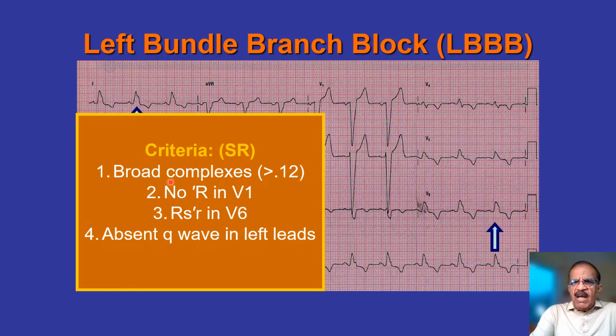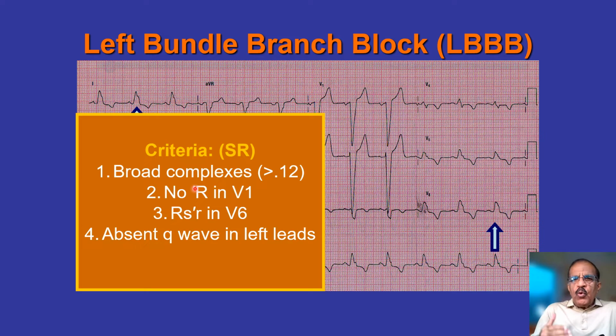So the criteria are, number one, sinus rhythm. We demonstrated in this case there was sinus rhythm. Number two, broad complexes, more than 0.12 seconds, and I'm going to show you again. No R in V1. So up to this point, if we have sinus rhythm and complexes are broad, I think we are sure the patient has got either right bundle branch block or left bundle branch block, either of the two.